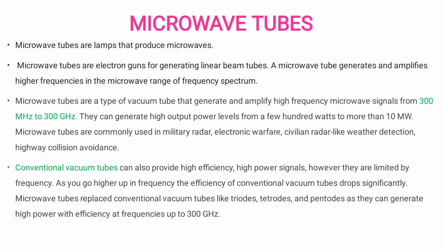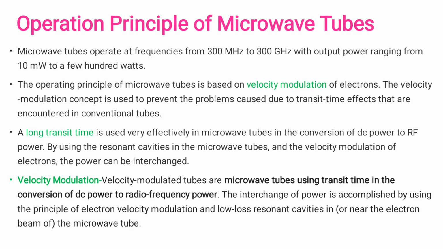The conventional vacuum tubes can also provide higher efficiency, higher power signals. However, they are limited by frequency. As you go higher up in frequency, the efficiency of conventional vacuum tubes drops significantly. So, microwave tubes replaced conventional vacuum tubes like triodes, tetrodes, and pentodes, as they can generate higher power with efficiency at frequencies up to 300 gigahertz. They operate at frequencies from 300 MHz to 300 GHz with output power ranging from 10 MW to a few hundred watts. The operating principle of a microwave tube is based on velocity modulation of electrons.